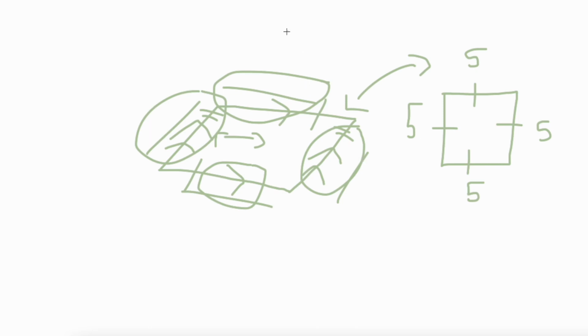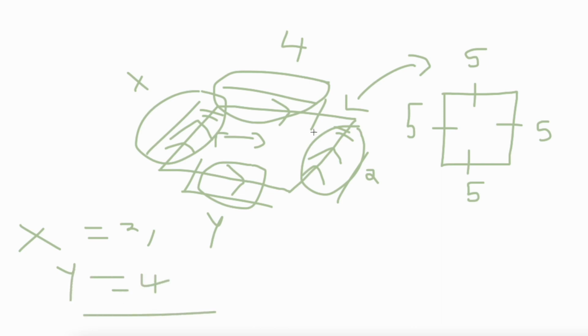So for example, if this side was 4, and if this side was 2, and we were asked to find x, and we were asked to find y, then we would know that x is 2, and y is 4. Because we know that the property of a parallelogram states that opposite sides are parallel and opposite sides are equal. Great. The second property in a parallelogram states that the opposite angles are equal.